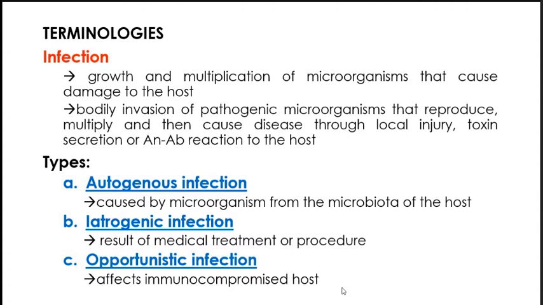Now, we have different types of infection. It could be autogenous, it can be iatrogenic, and it can also be opportunistic. So, when we say it's an autogenous infection, we're talking of something, andyan na naman si auto, self-infection. So, bakit self-infection? Hindi mo nakuha sa iba.